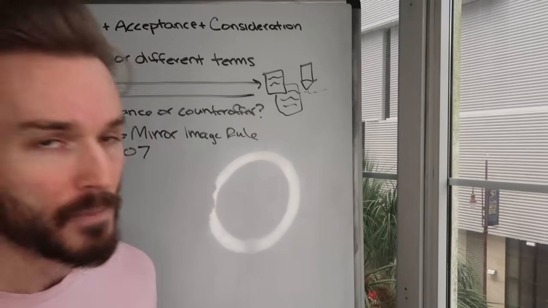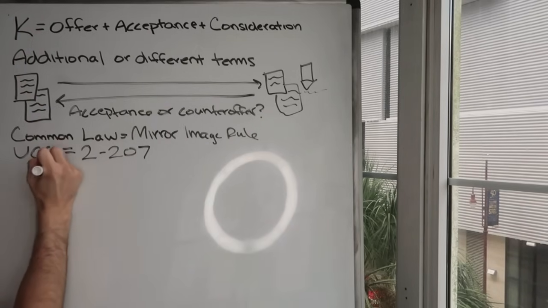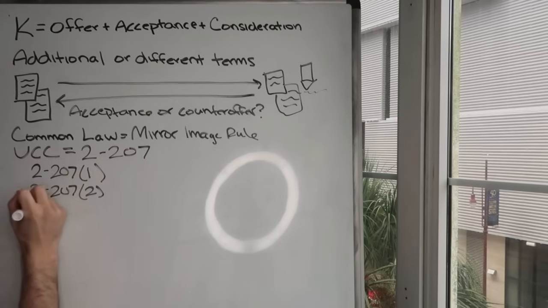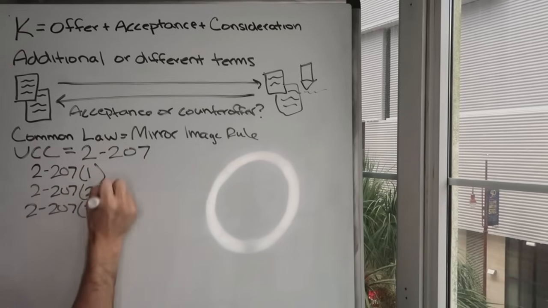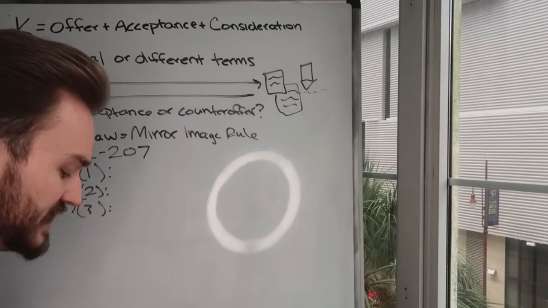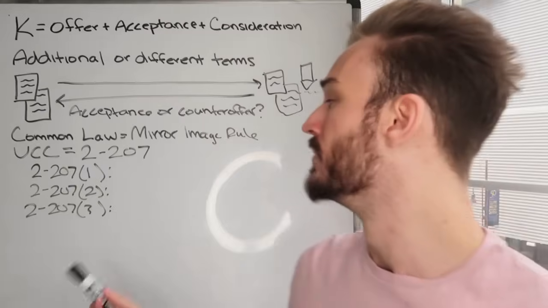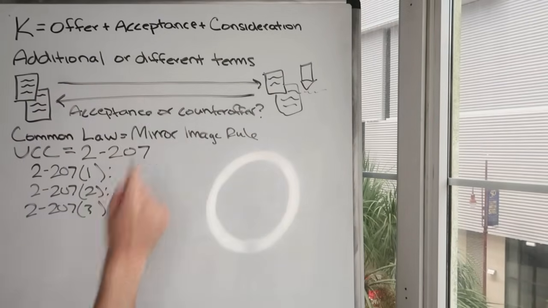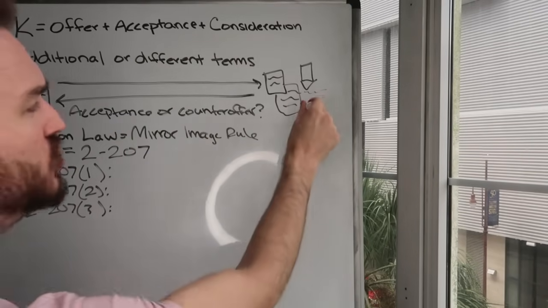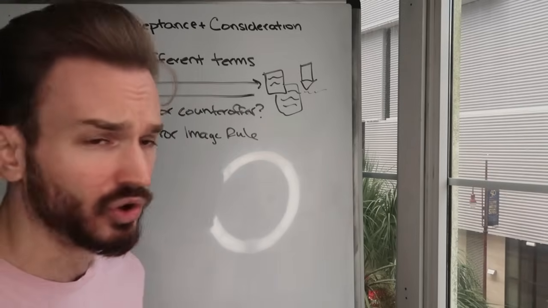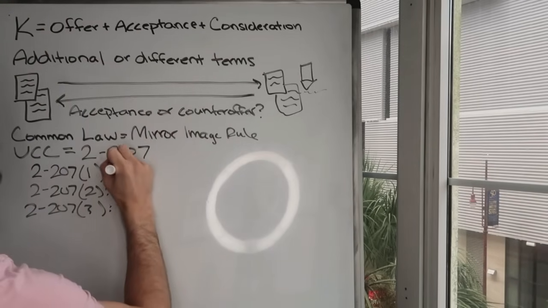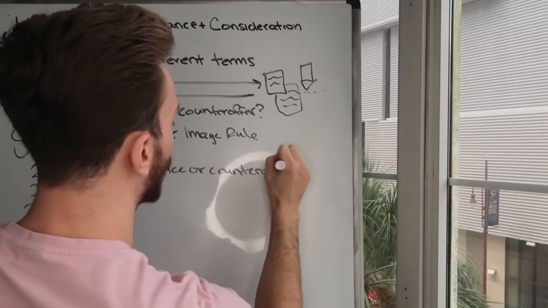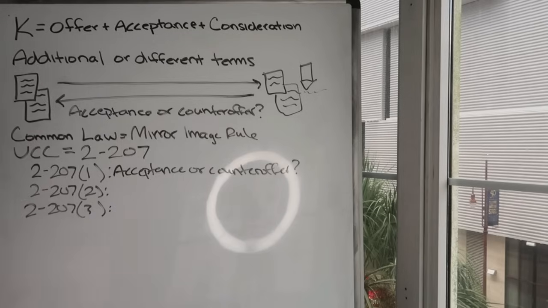2207 has 3 subparts. So you have 2207-1, 2207-2, and 2207-3. And each one of these subsections is dealing with a different issue, right? So 2207-1 is going to deal with your baseline start of the analysis, which is this exact question. Is the purported acceptance, this communication being sent back by the offeree with additional or different terms, an acceptance or counteroffer? Acceptance or counteroffer. That is what UCC 2207-1 is dealing with.